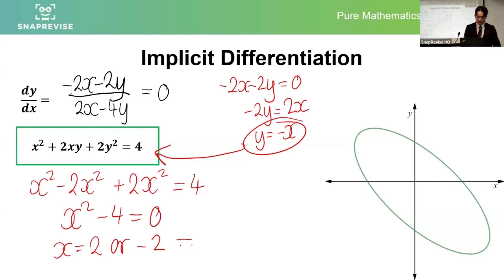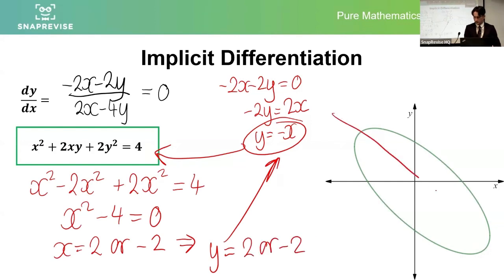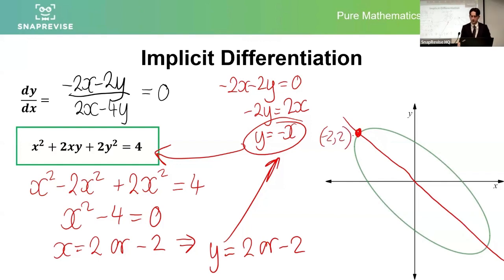And you can sub that back into that line to find y equals 2 or minus 2. And then you've found the coordinates of the stationary points. So minus 2, 2, and 2, minus 2. Okay, so that was a good one to look at.